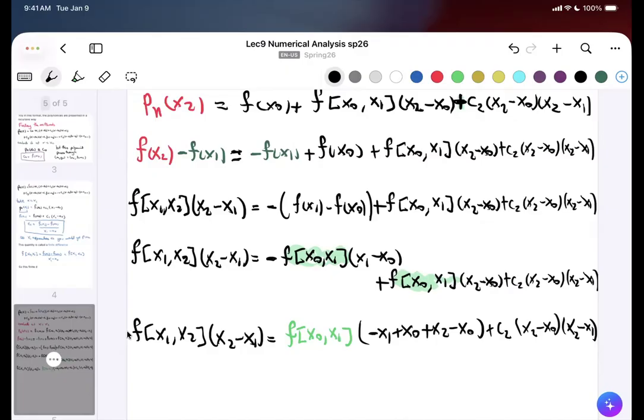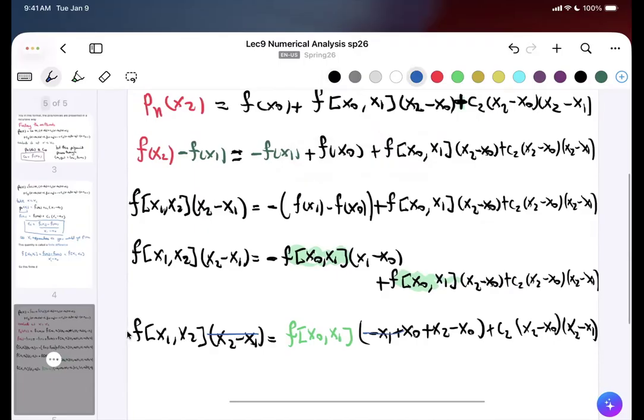So let me cross them out in a subtle way. This one goes with this one. Oops, no. Oh my God, this autocorrect. Sometimes it's very annoying, this AI thing. Okay. And there you go. So all the x2 minus x1s go away.